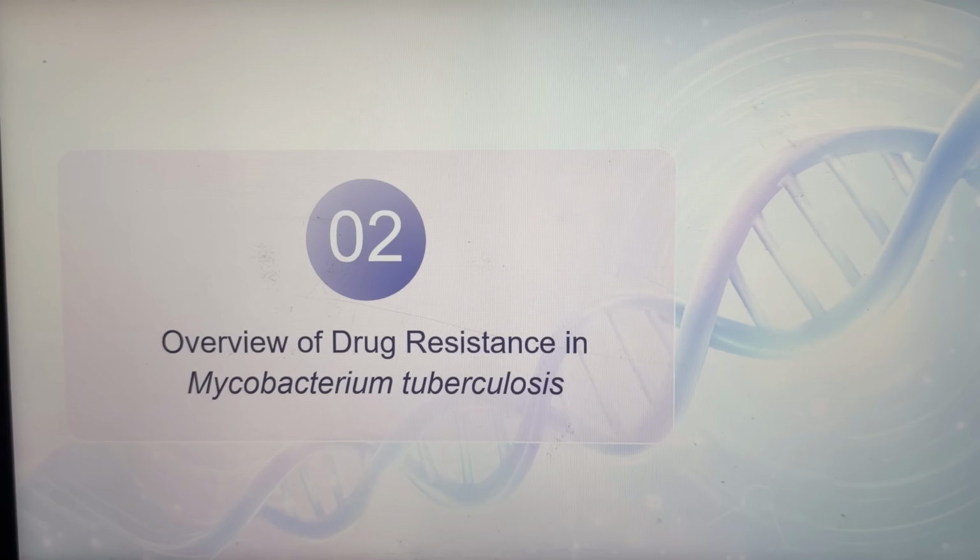So far, we have understood the fascinating biology of Mycobacterium tuberculosis, from initial infection and host immune response to granuloma formation and latent infection. The next logical question is: if the immune system can contain the organism and we have effective antitubercular drugs, why does tuberculosis remain one of the leading infectious killers worldwide? The answer lies in drug resistance.